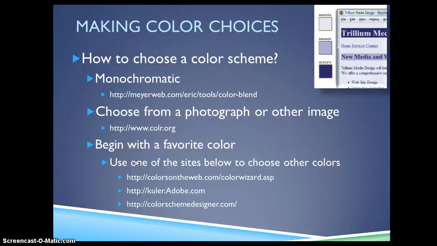So how do you choose a color scheme? You can choose one monochromatic. You can go here to this website to look at it. You can choose from a photograph or other image. You can go here for that. You begin with a favorite color, and you can use one of the sites below to help choose your other colors. So you can go to any one of these websites to help you choose the colors for your website.